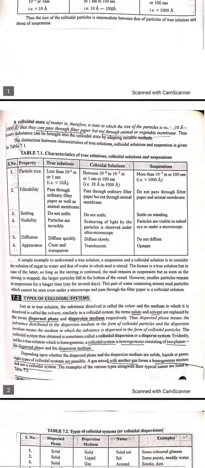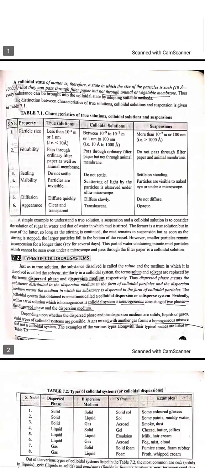Now, our next topic is the colloidal state. A colloidal state of matter is therefore a state in which the size of the particle is such, 10 angstrom to 1000 angstrom, that they can pass through filter paper but not through animal or vegetable membrane. Thus, every substance can be brought into colloidal state by adopting suitable methods. The distinction between characteristics of true solutions, colloidal solutions, and suspensions is given in table 7.1.